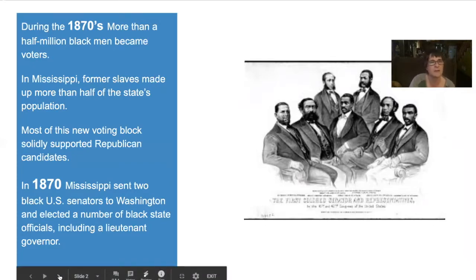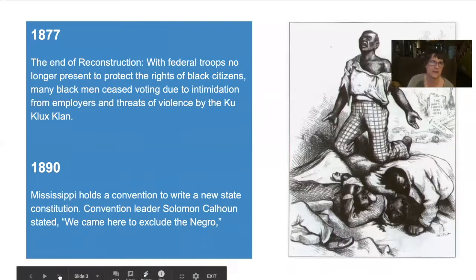In Mississippi, former slaves made up more than half of the state's population. Most of this new voting bloc solidly supported Republican candidates. In 1870, Mississippi sent 2 black U.S. senators to Washington and elected a number of black state officials, including a lieutenant governor. And Mississippi will come up frequently in this presentation.